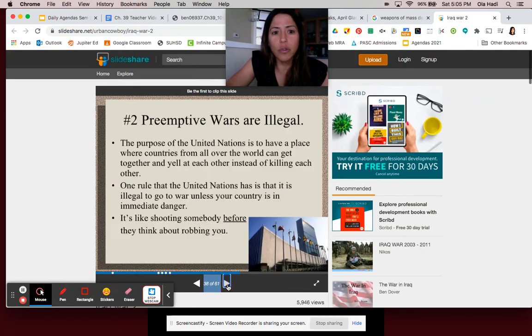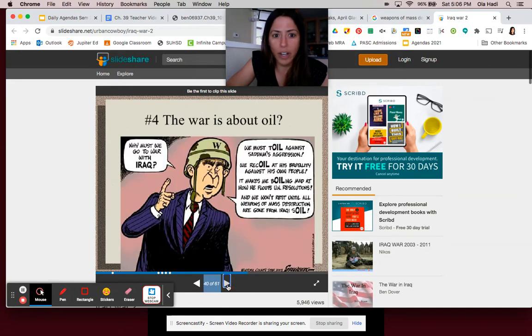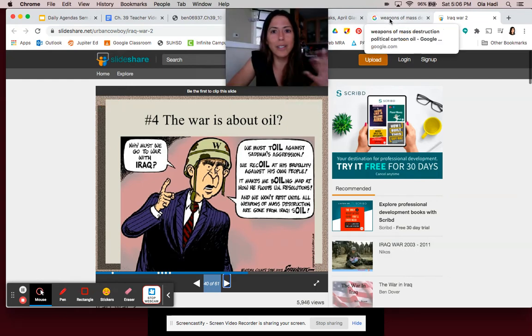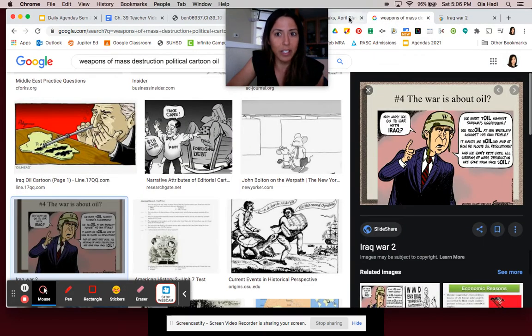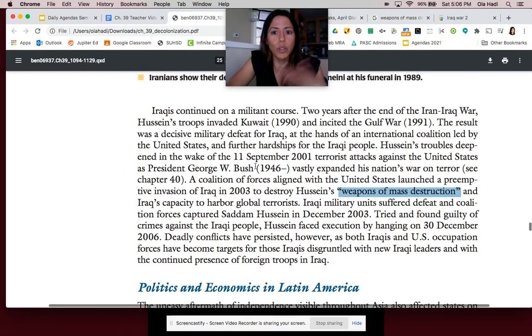And there are some great political cartoons that you can find. This one obviously makes the case that this was largely a war about oil. So, this weapons of mass destruction claim was highly debated at that time, but you may not know this if you weren't alive at the time. Eventually, Saddam Hussein is captured and hanged.